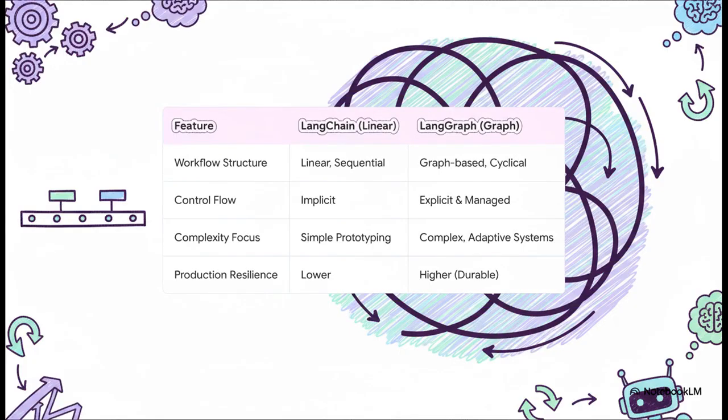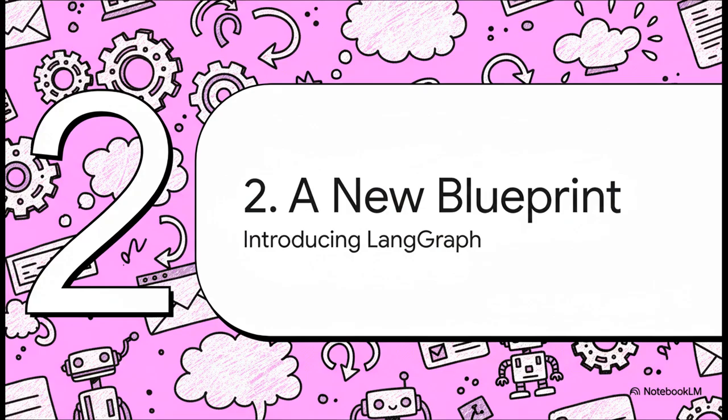And if you look here, the real game changer is the control flow. In a linear model, the path is kind of hidden and totally inflexible. LangGraph, on the other hand, makes that flow explicit. You can see it, you can manage it. And that one change, that's what takes this from just a tool for simple prototypes to a full-blown framework for building durable, production-ready AI.